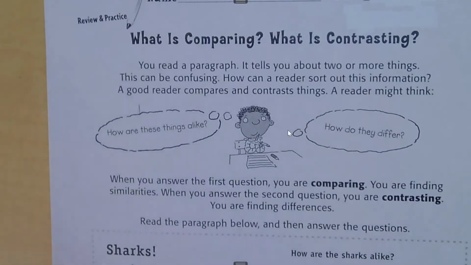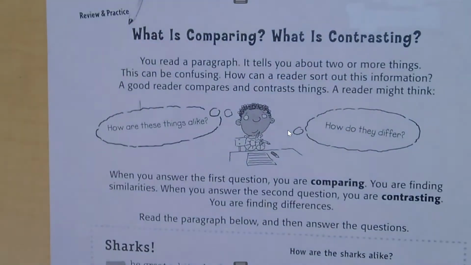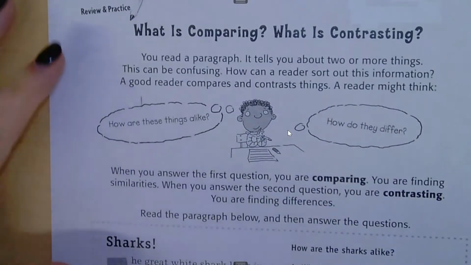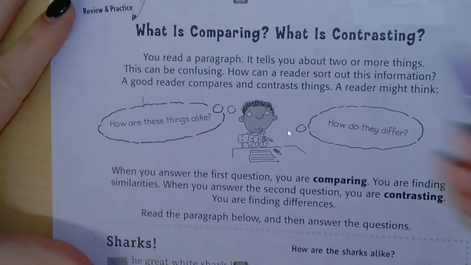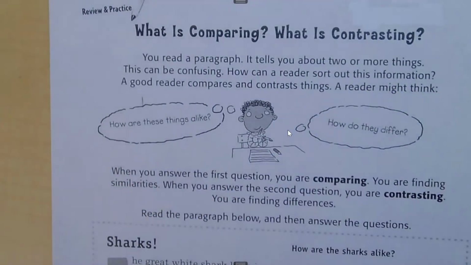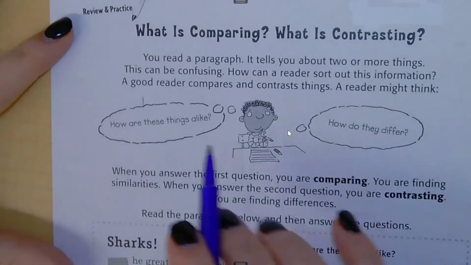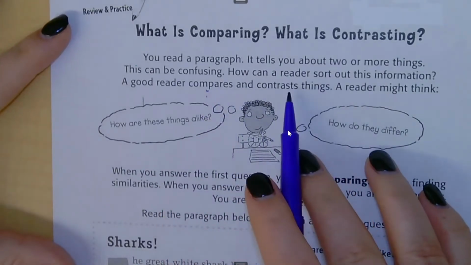Hi class, this week we're learning about comparing and contrasting within a text. Okay, so what is comparing? What is contrasting? You read a paragraph, it tells you about two or more things. This can be confusing. How can a reader sort out this information? A good reader compares and contrasts things.